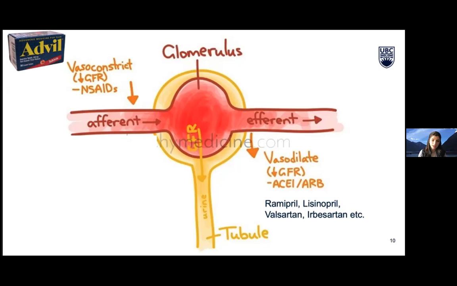So just to summarize, basically what happens is that the hypertension medications dilate what's going out of the glomerulus here, and NSAIDs vasoconstrict, and this really reduces the pressure going in and out.